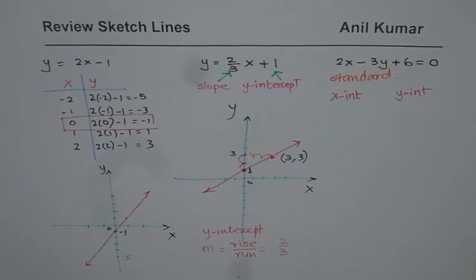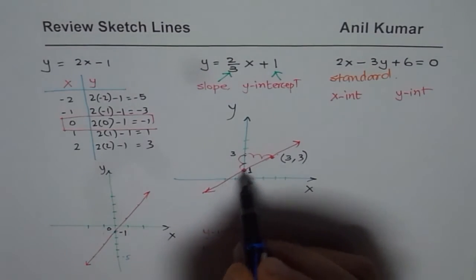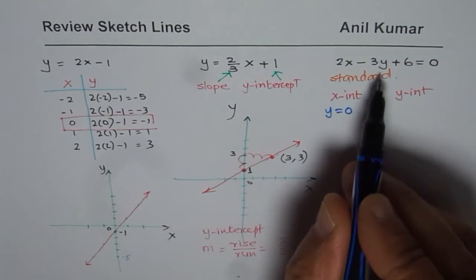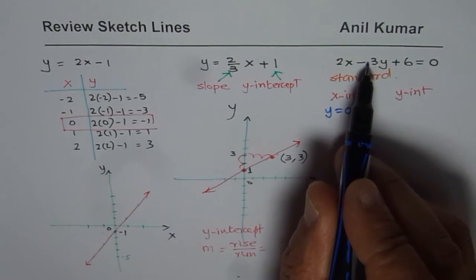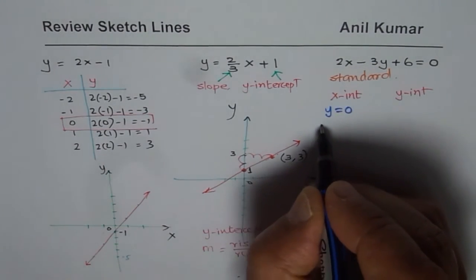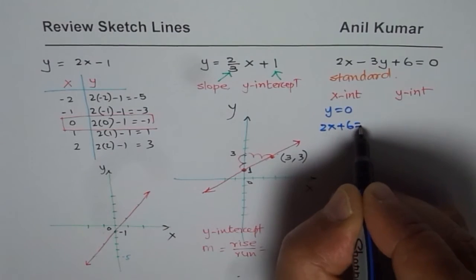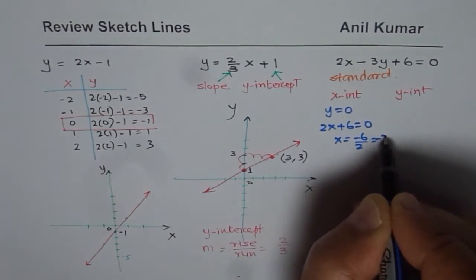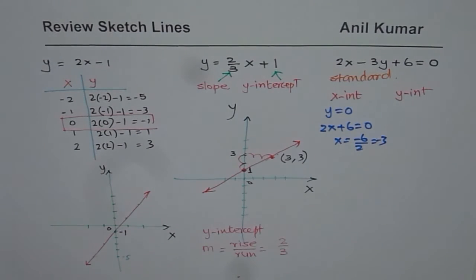So I'm writing them in short, x and y-intercept. When I say x-intercept, it means y should be 0, right? Wherever the line crosses the x-axis. So that means y equals 0. Substitute y equals 0, find the x-intercept. If I substitute y equals 0, I get what? I get 2x plus 6 equals 0. x equals minus 6 divided by 2, which is minus 3. Perfect.